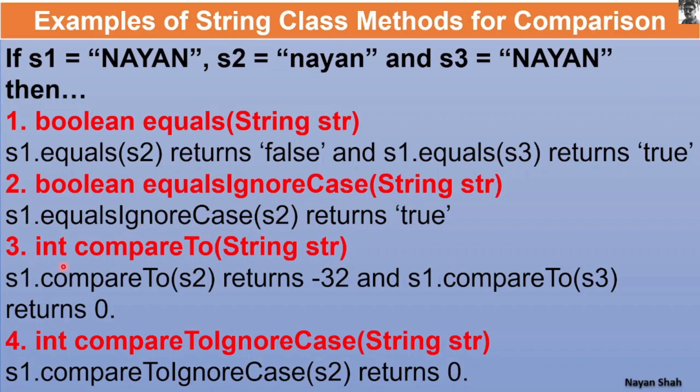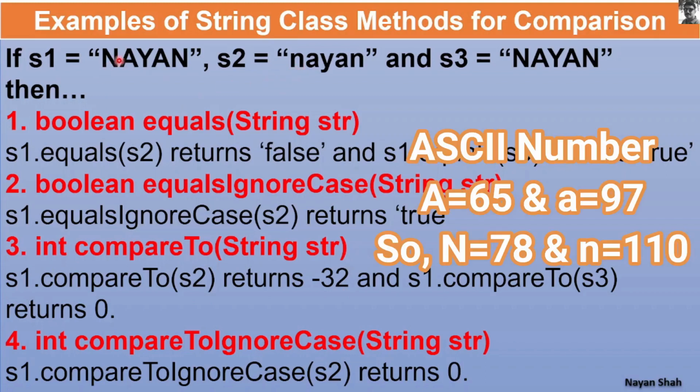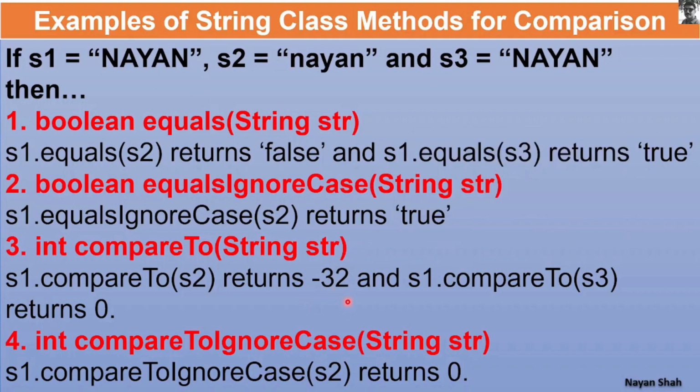Third example, int compareTo. S1.compareTo(S2) will return minus 32. Now here comes the trick. Why does it return minus 32? Because S1 is capital N and S2 is small n. The difference between the ASCII number of capital N and small n, the numbers which represent these characters, is 32. So it returns minus 32.